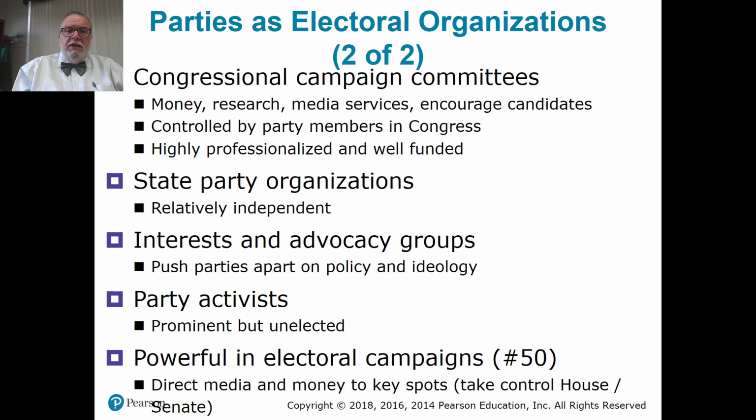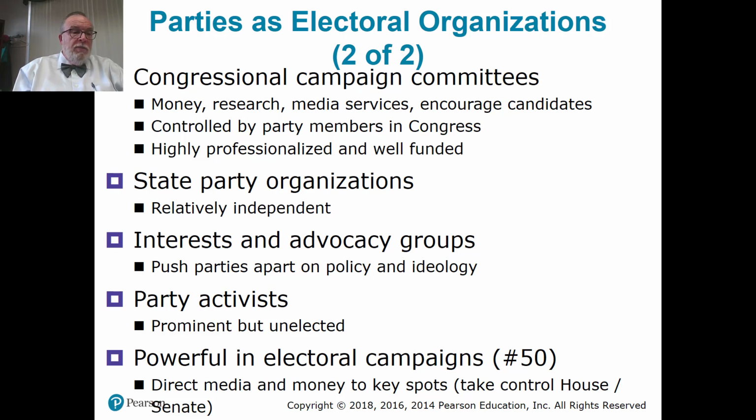Congressional campaign committees, lots of money controlled by members of Congress, and there's some good stories about women and other people that were on the outside of the party getting elected this last go-around, particularly women in the Democratic Party, where clearly they ran against established candidates because the parties were considered disaffected by the citizens. So powerful in election campaigns, number 50.